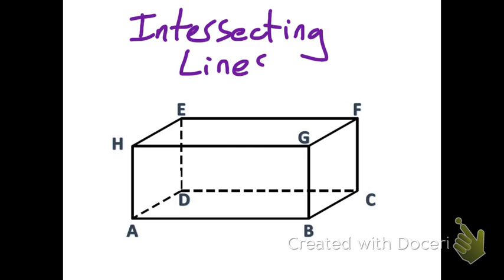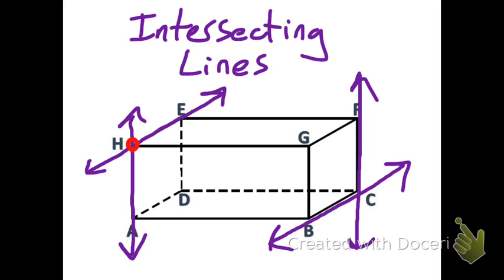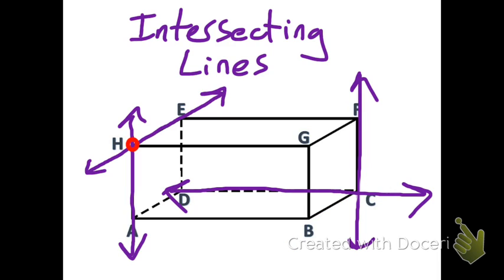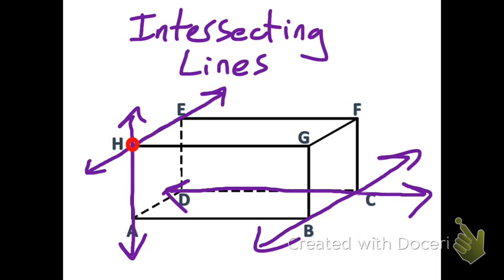Let's move on to intersecting lines. Here are two lines that intersect, line HE and line HA. They both intersect at point H. Here are two lines that intersect at what point? Where do they meet? They meet at point C. Line DC and line FC also meet at point C. I could also have line BC and line DC. They intersect at point C. In fact, all three of those lines intersect at point C.